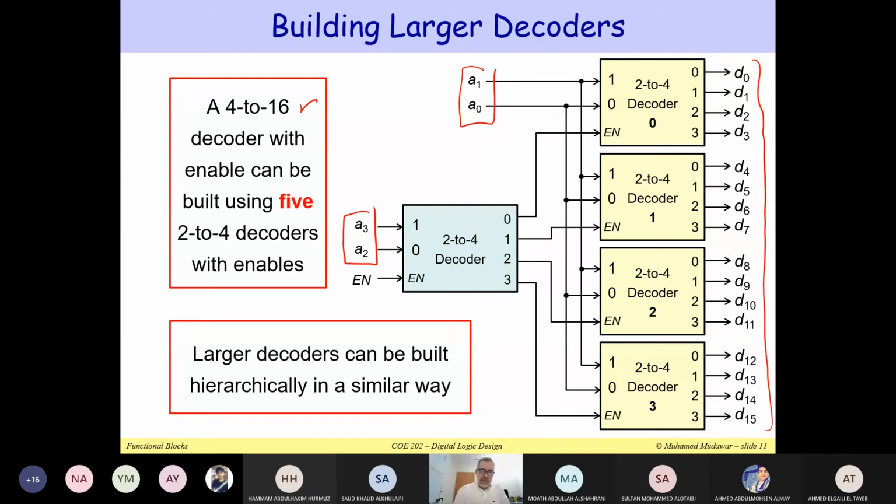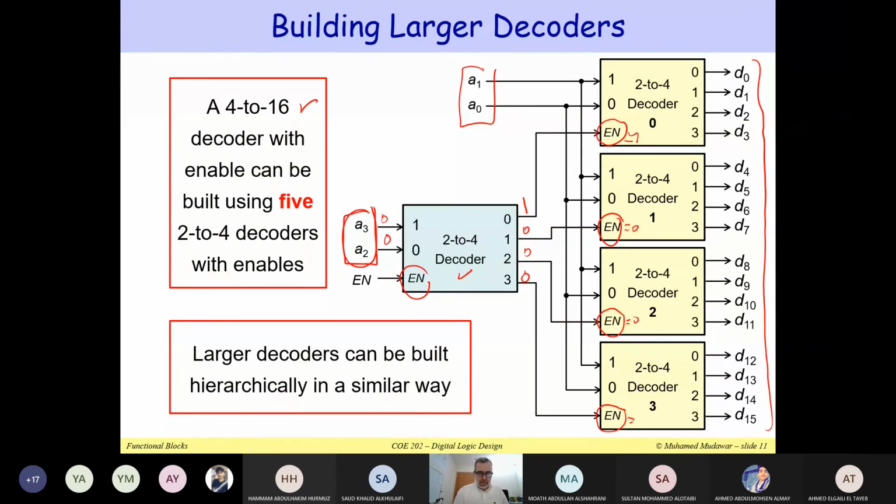Now notice that I'm using enable inputs here. This is very important because I would like to enable one of them and disable all the other ones. You can also have an enable input here for the top decoder. So basically we have 5 decoders in total. One of them has its inputs A3 and A2, so depending on A3 and A2, for example, if A3, A2 are 0, 0, you get this output equal to 1 and all the other ones are zeros. So this will be enabled while the other ones will all be disabled.